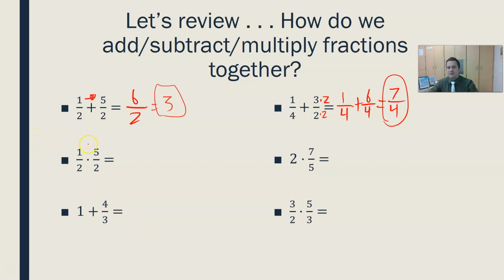When I multiply fractions, I don't need common denominators. I can just multiply straight across the top and the bottom. So multiplying 1/2 times 5/2 would be 5 over 4, because 1 times 5 is 5, and 2 times 2 is 4.